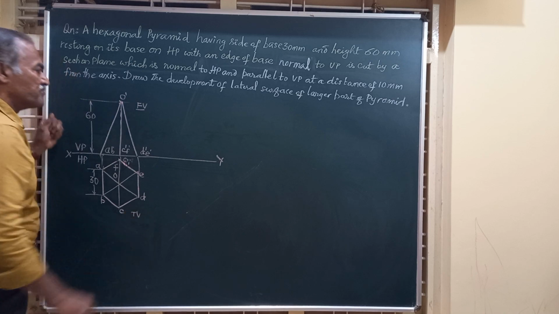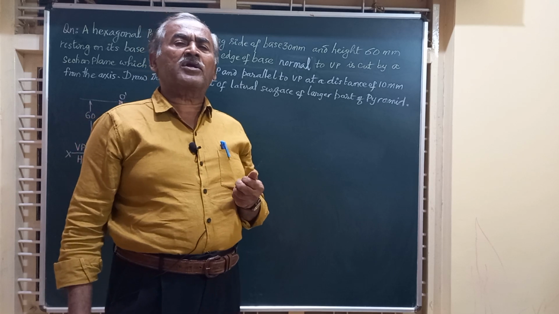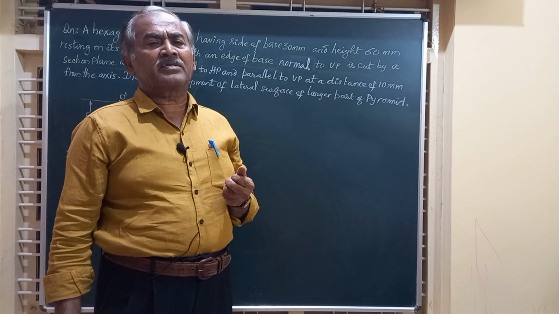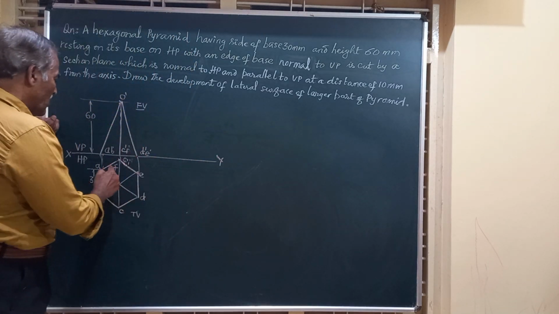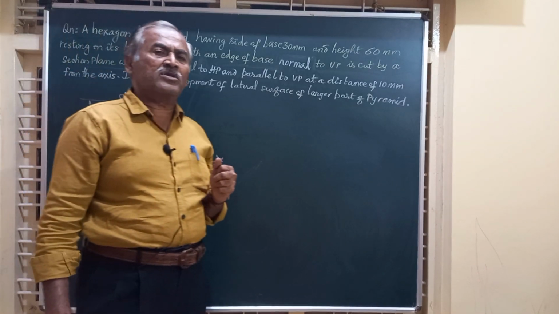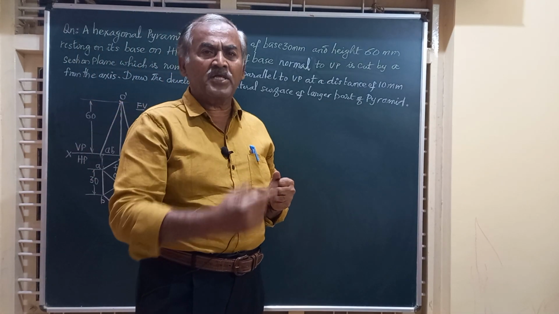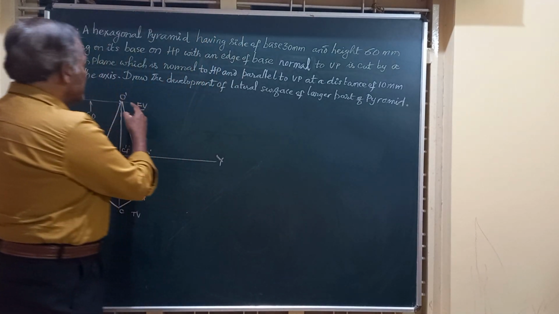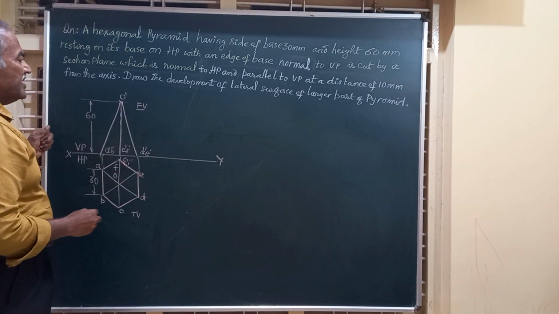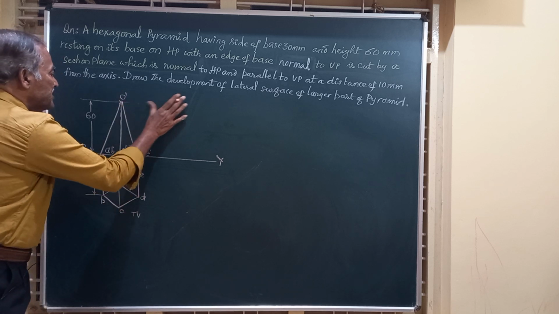Friends, in the second stage, step number 2, we are going to find out the true length of this slant edge. As you see in the top view, all these base edges are of length 30 mm. They show the actual length or true length. To draw the development, we need the true length of all the 6 slant edges. You know very well, they all will have the same length. So let us find out the true length of this slant edge. How to obtain the true length?